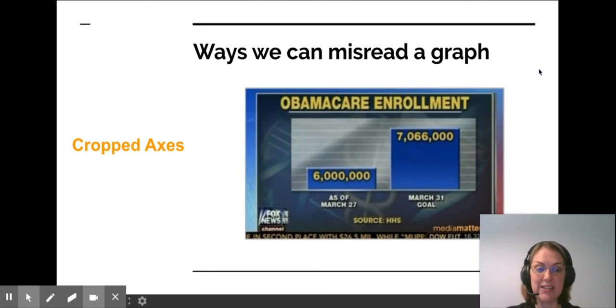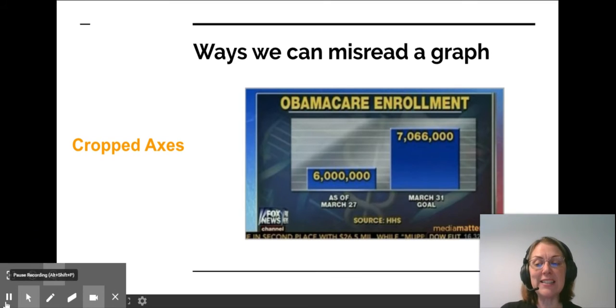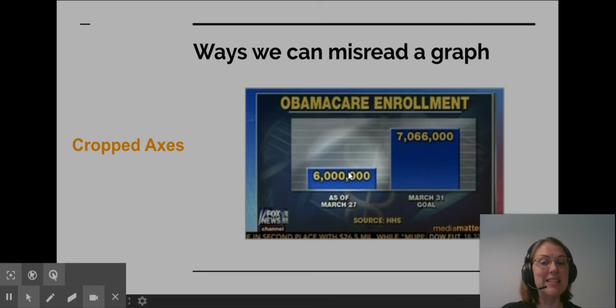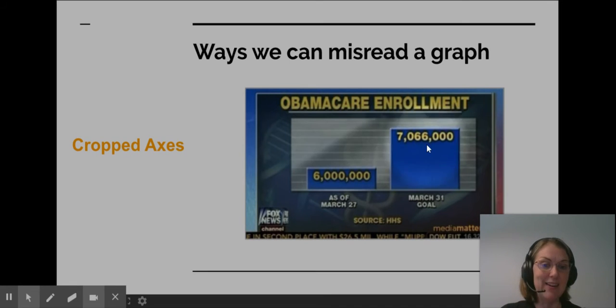Now, if you look at this graph, not looking at the numbers, you would initially think there's a big difference between March 27th and March 31st. But now take a look at the numbers. You have 6 million compared to 7,066,000.